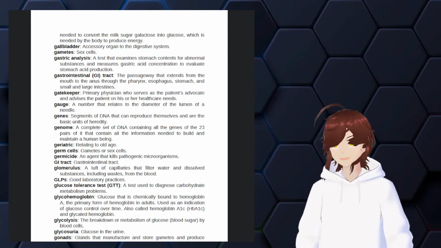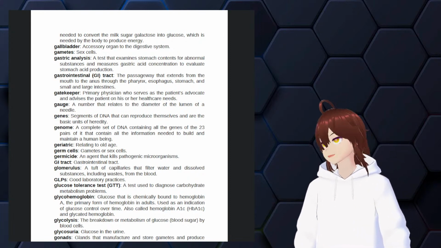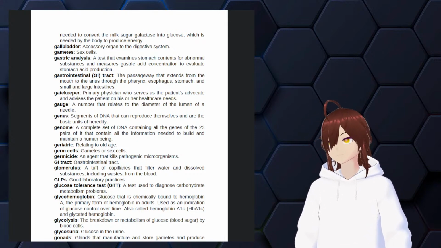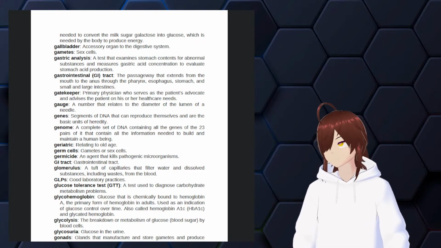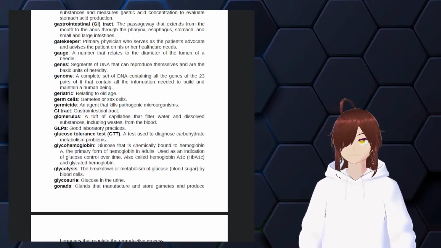Gauge, a number that relates to the diameter of the lumen of a needle. Genes, segments of DNA that can reproduce themselves and are the basic units of heredity. Genome, a complete set of DNA containing all the genes and the 23 pairs of chromosomes that contain all the information needed to build and maintain a human being. Geriatrics, relating to old age. Germ cells, gametes or sex cells. Germicide, an agent that kills pathogenic microorganisms.